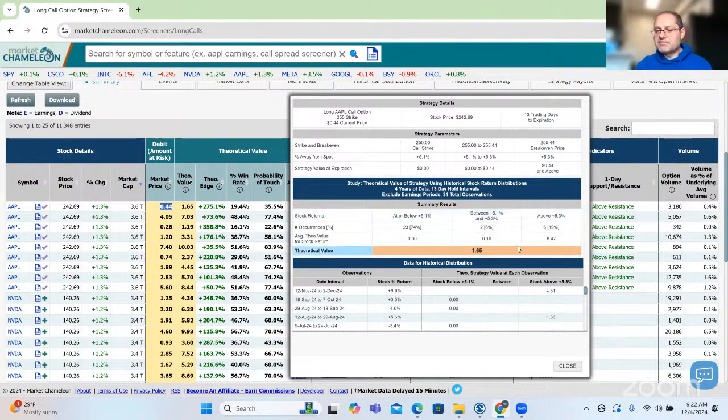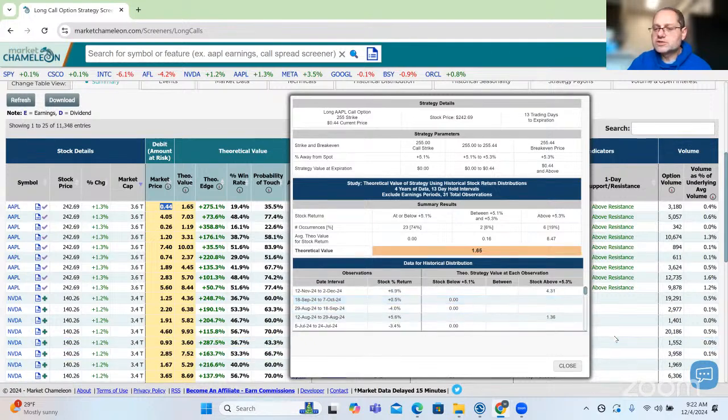If it happens anywhere in between, where it's above the strike price but below the average, that's over here 6%, 16 cents. And then if it goes above, how many times did that happen? 19% of the time, $8. It was worth $8.47. So multiplying the percentage times the average return, you get $1.65. Okay, and these are the observations below.